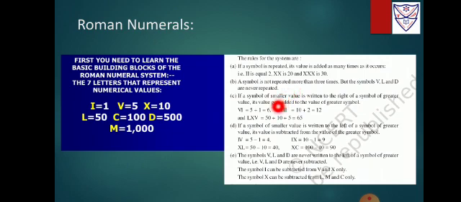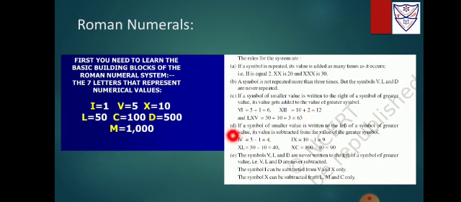Rule C: if a symbol of smaller value is written to the right of a symbol of greater value, its value gets added to the value of the greater symbol. Means what, students? Here V and I. I is the smaller value which is to the right of the greater value. Hence we will add. V is 5, I is 1, so 5 plus 1 equals 6. Similarly, if we write XII, X is the greatest value and I is the smallest value, so we add 10 plus 2 equals 12.